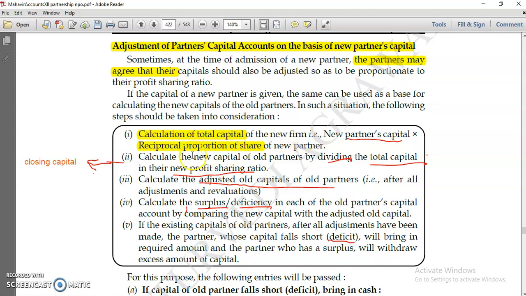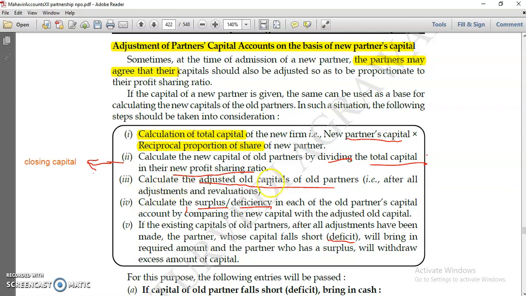Okay. The second step is to calculate the new profit sharing ratio, if it is not given. In most questions it is given. So with the NPSR, you take the total capital calculated in the first step and multiply it by the new profit sharing ratio. That would be your closing capital.